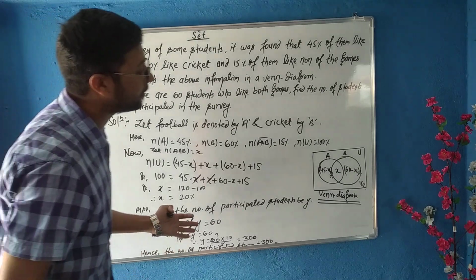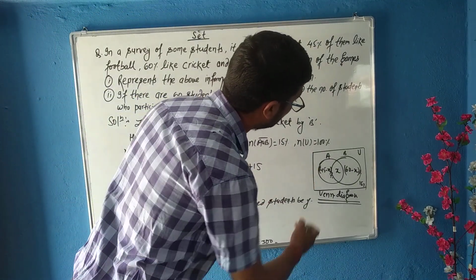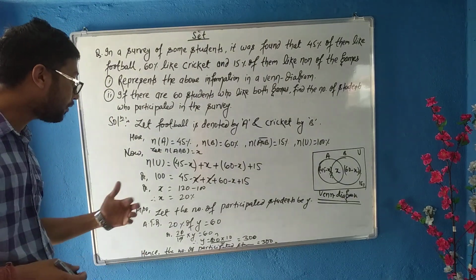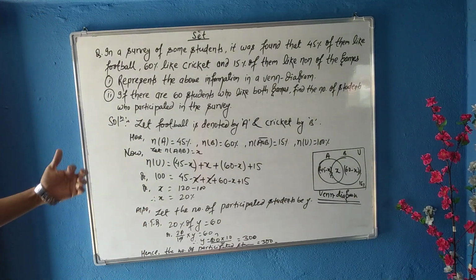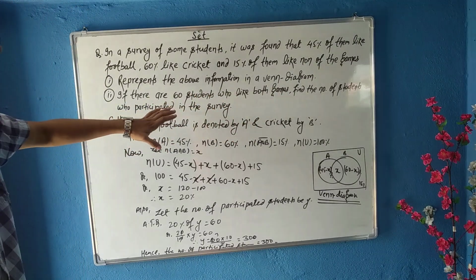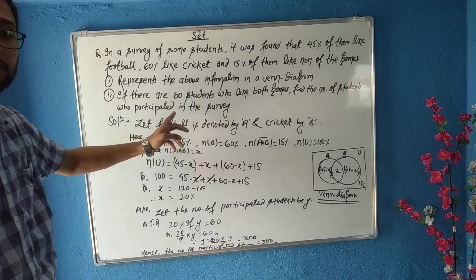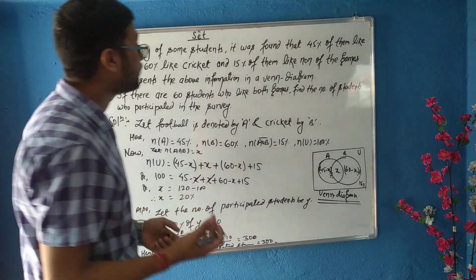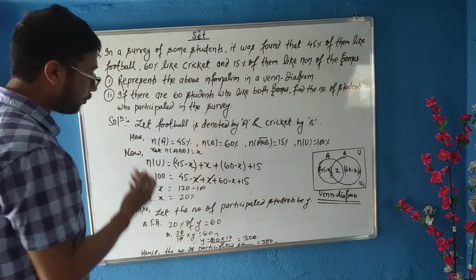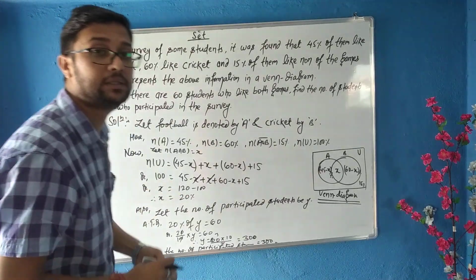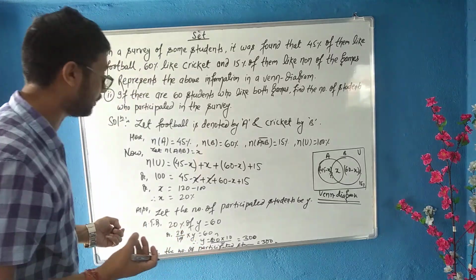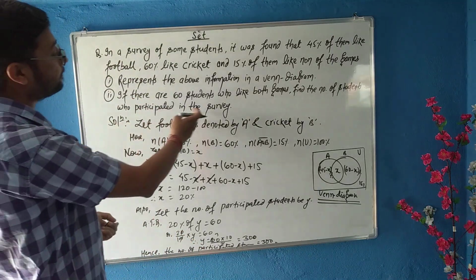So this is common to A and B, meaning that is called the intersection part. Why did we calculate this? Because here the number of students who like both games is given. So whatever one has percentage given and the other number given, we should find the percentage of the one where the number is given.